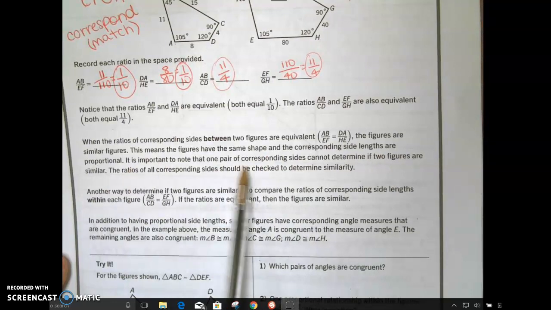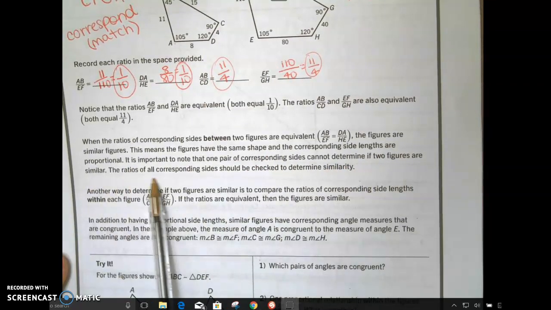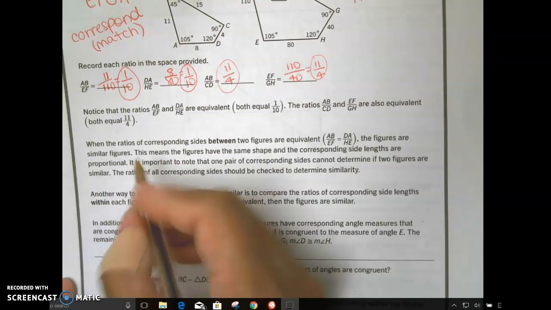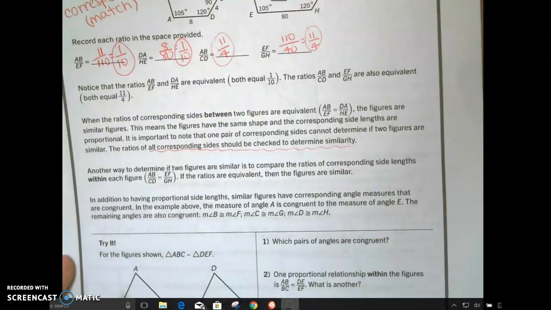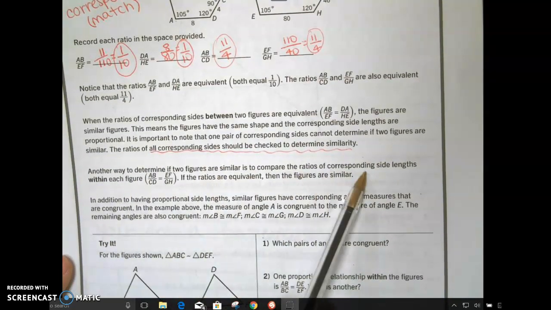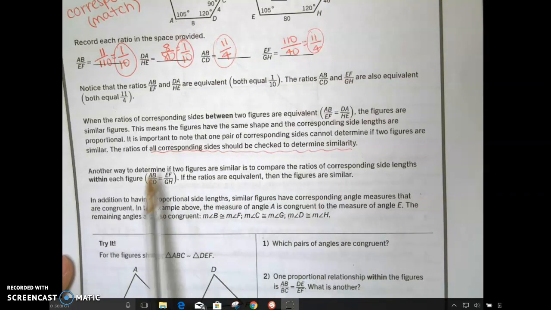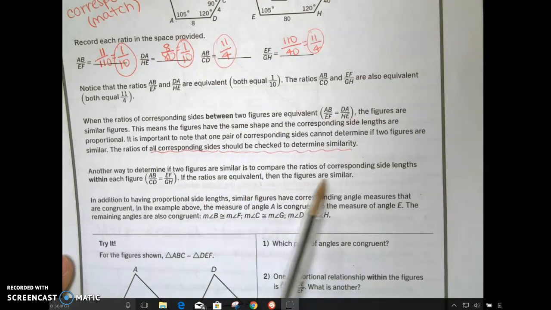It is important to note that one pair of corresponding sides cannot determine if two figures are similar. The ratios of all corresponding sides should be checked to determine similarity. Another way to determine if the two figures are similar is to compare the ratios of corresponding side lengths within each figure, AB to CD, EF to GH. If the ratios are equivalent, then the figures are similar.